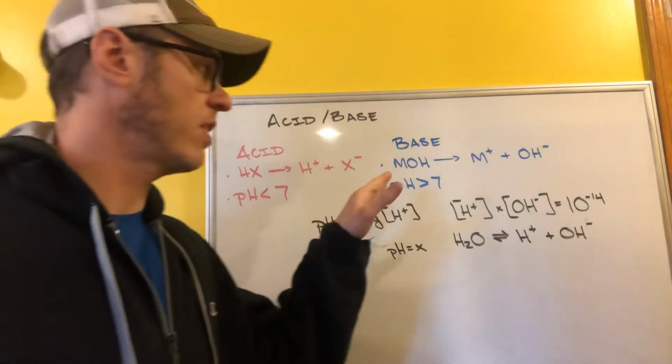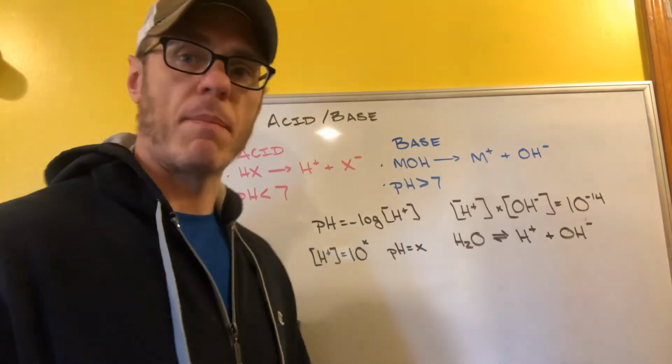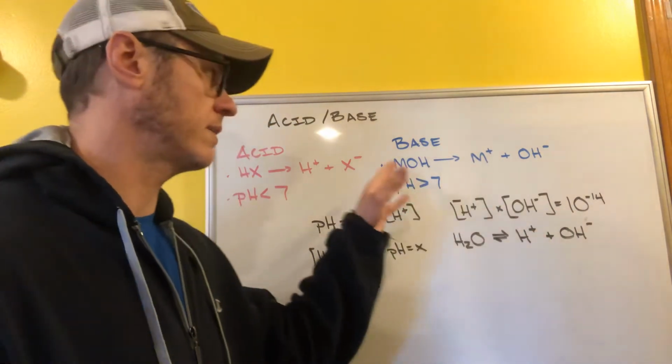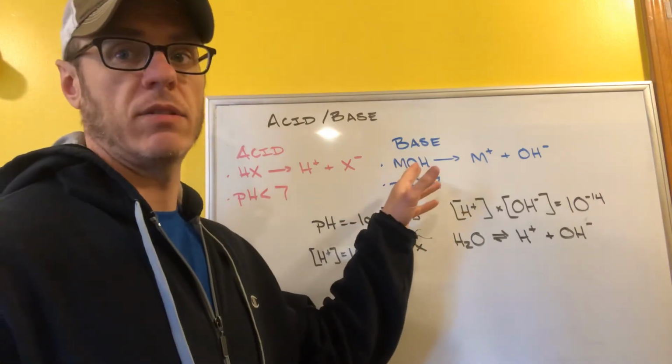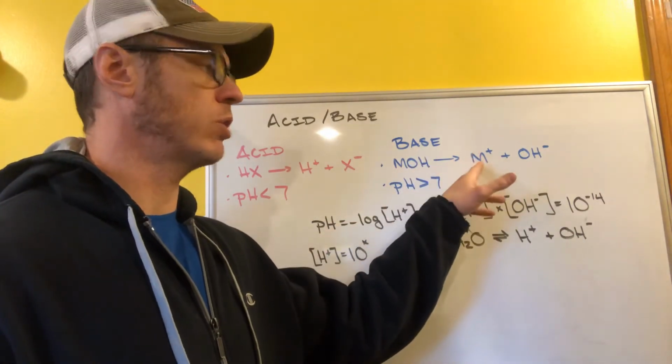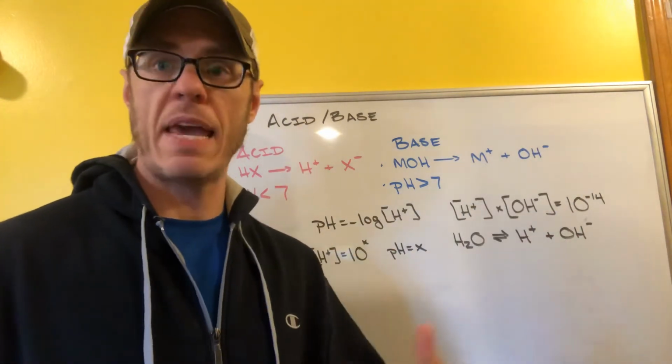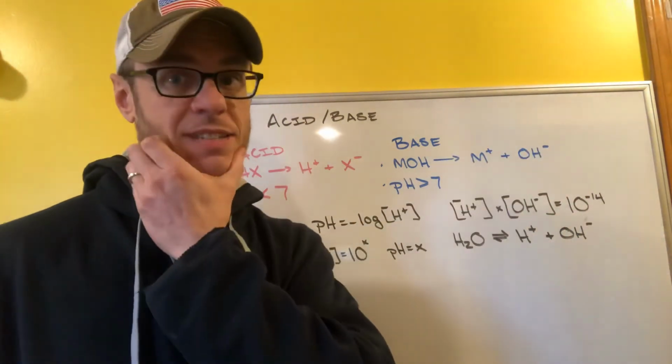Now, bases, on the other hand, I wrote M here. M is a metal. It could be any metal. Doesn't matter. All right? But you got to remember where metals are on the periodic table. They're metal hydroxides. Okay, so when these dissolve in water, you get the metal ion in water, and you get the OH minus ion. A base adds OH minus ions to solution.